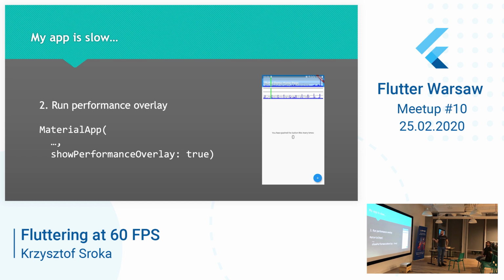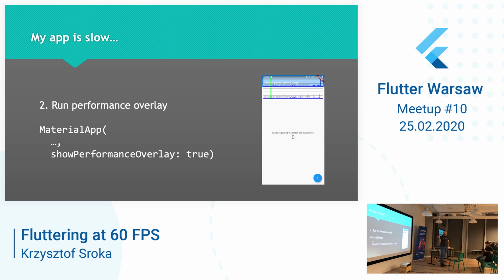The other thing you do is you run a performance overlay. You can either do that from your IDE if your plugin supports this, or you can, for example, add this parameter to your app. I think Material Cupertino app supports this. It will show you a nice graph.